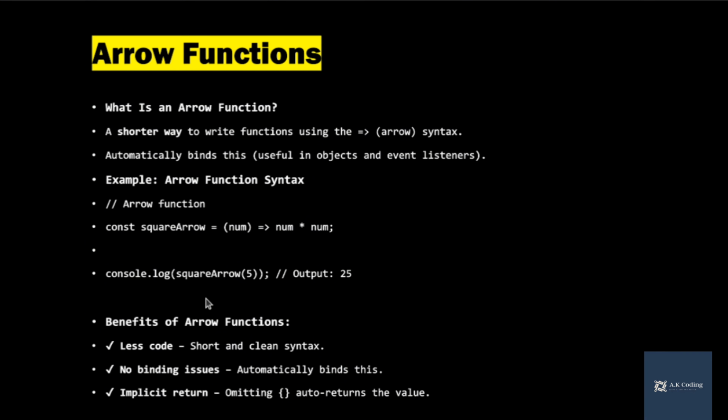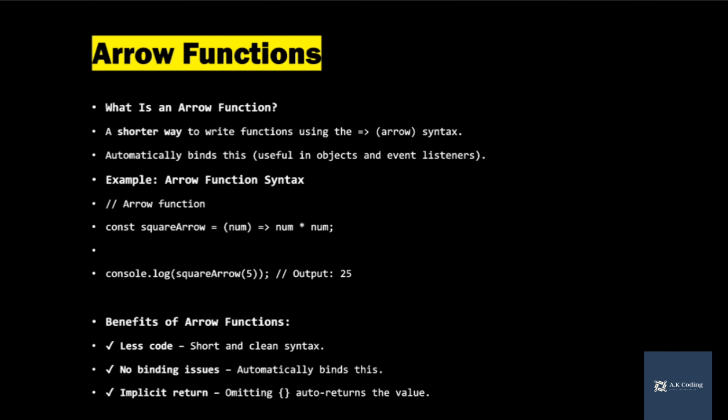So I'm going to tell some benefits of these arrow functions. It is less code, with short and clean syntax, and no binding issues, so it binds automatically. But if we are using simple traditional functions or function expressions, we have to bind them manually. And implicit return: as you can see, we're not writing the return keyword here, and we're omitting the curly braces also, and it auto-returns the value. This is much more useful.